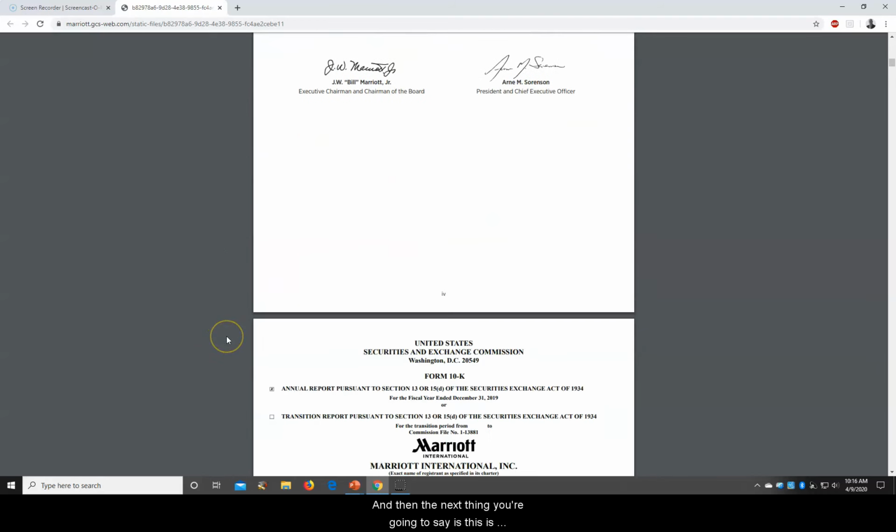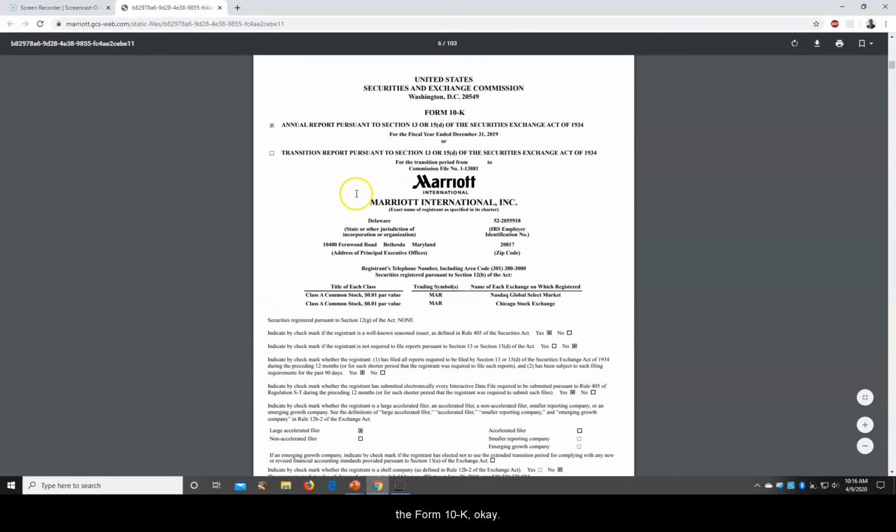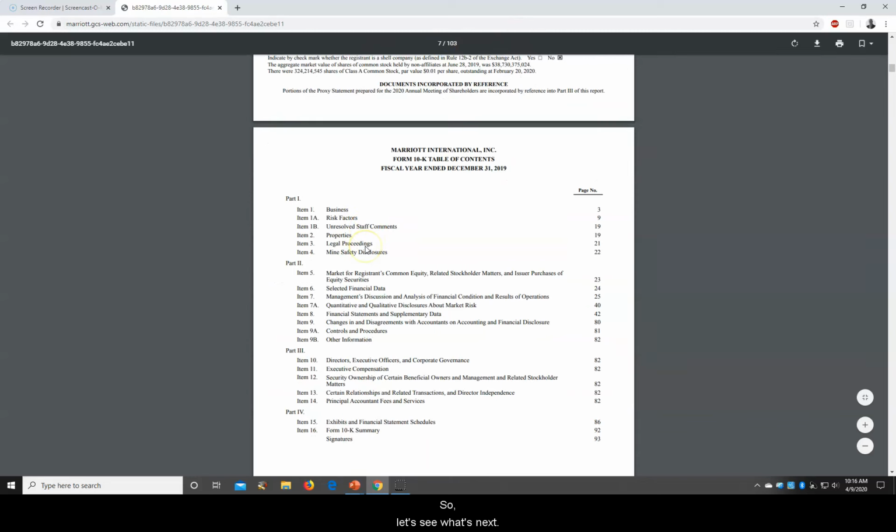And then the next thing you're going to see is this is the Form 10K. Okay? That's what the Securities and Exchange Commission, the SEC, calls your annual report, a 10K. If it said 10Q, that's your quarterly report. Marriott also has to report quarterly to the SEC through a 10Q, but this is their annual report, so it's a 10K. So, let's see what's next.